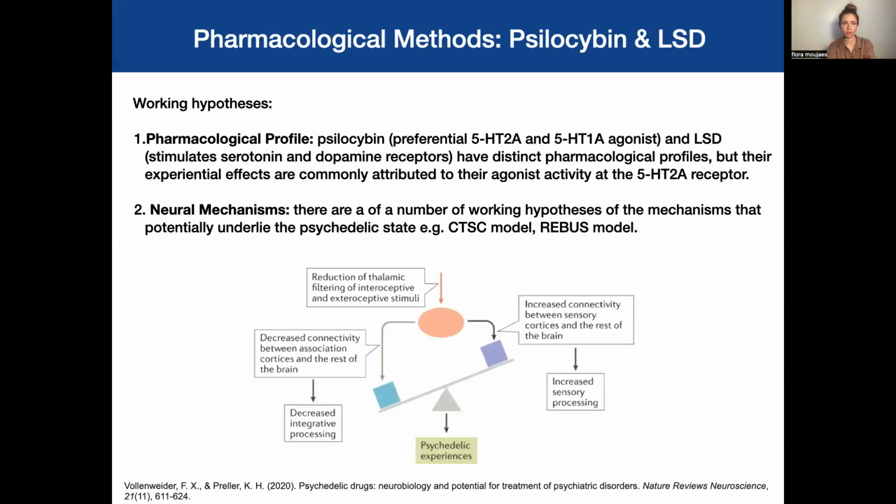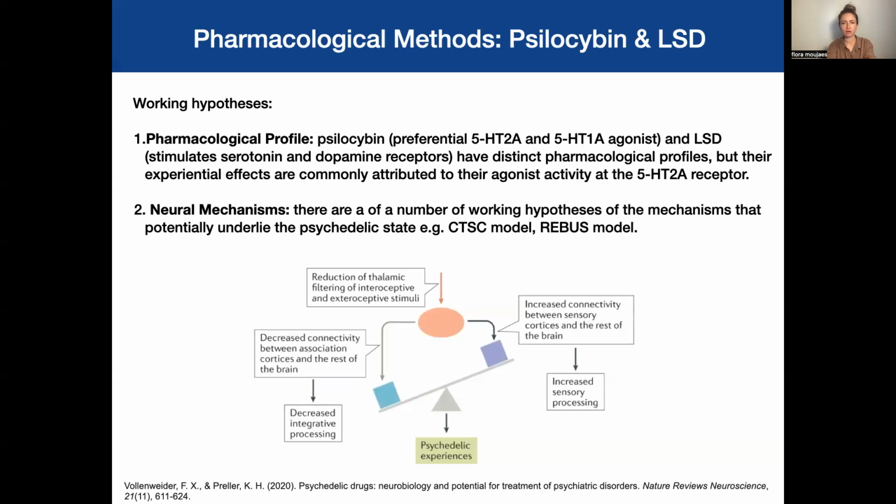So first of all, I'll briefly go over what we know so far about the neural correlates of psilocybin and LSD, as well as meditation and hypnosis, and how this led to our hypotheses. So in terms of the pharmacological methods, psilocybin and LSD, we did expect them to have similar neural correlates.